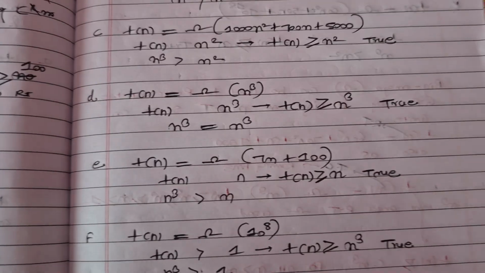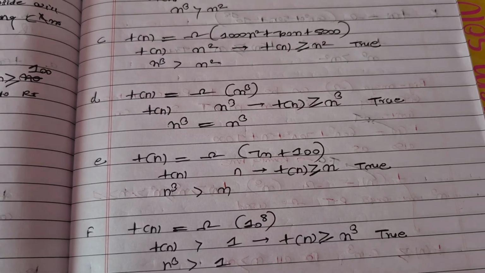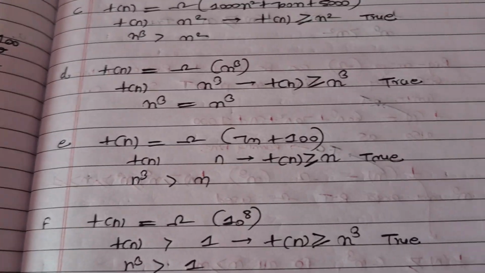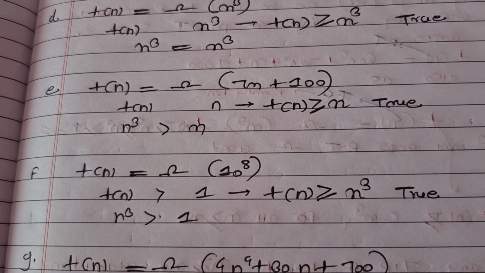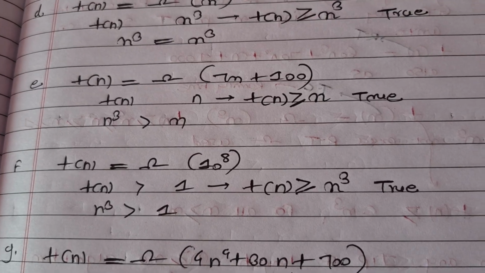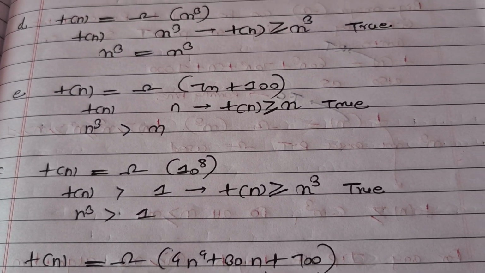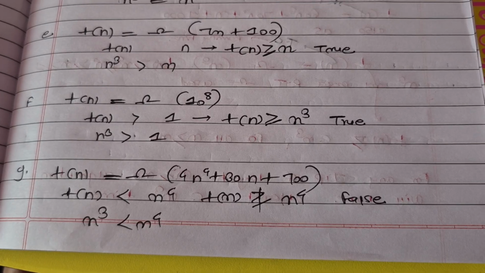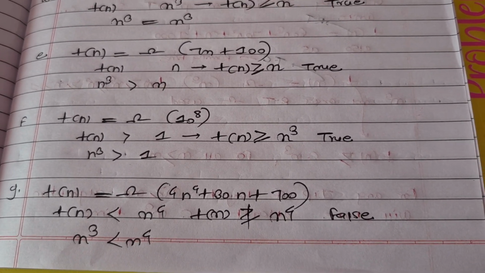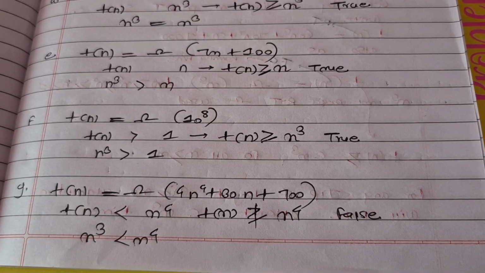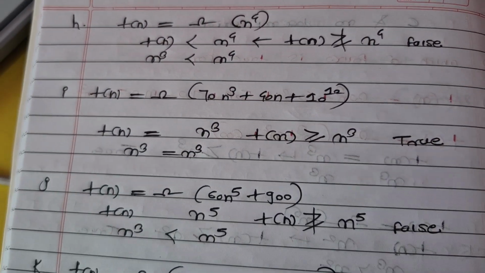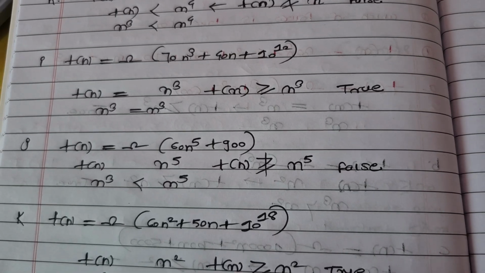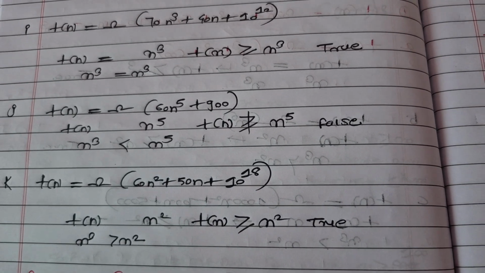Here I want to show you something. For n, n cube would be greater than n. So for a constant, like here 10 raised to 8 is there, for any constant value, just take 1 and compare it. So n cube would be greater than 1. And here also, but here n raised to 4 is there, not a constant. So n cube is less than n raised to 4 and it's false. Where is the constant? I think all n to the power are there.